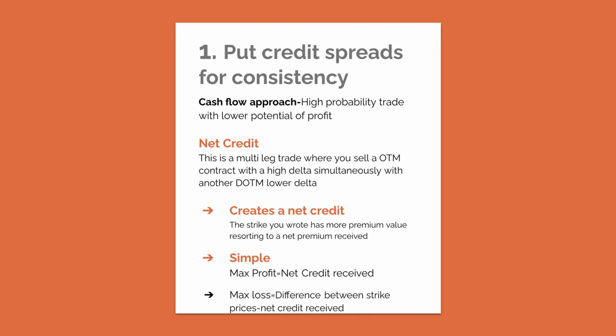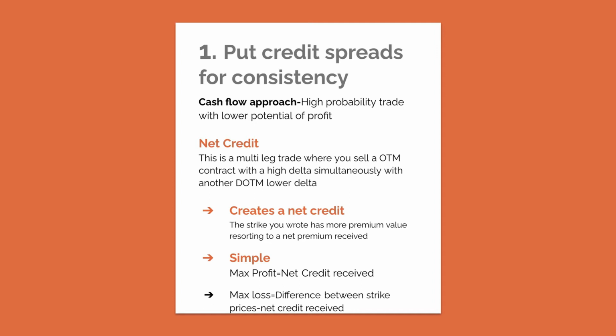And when you put together that spread, the max profit is the net credit received. The max loss is the difference between the strike prices minus the net credit received. So you have a $10 strike price difference. You're going to take that and subtract the net credit received. It's going to give you your max loss based on how many contracts you have.